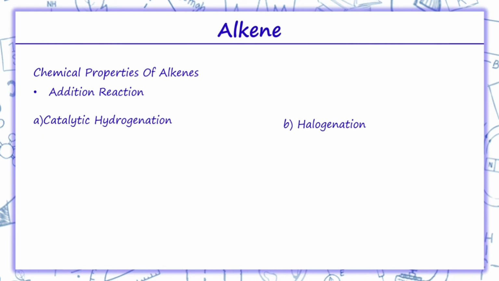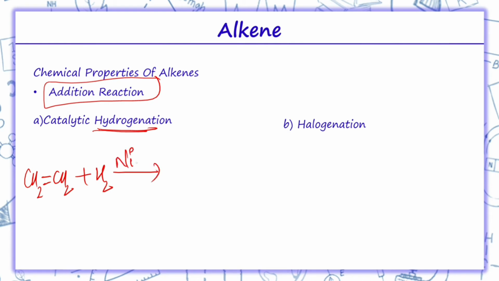As we saw, alkanes show substitution reaction. Substitution means one element is replaced by another element, like hydrogen was replaced by chlorine. Alkenes generally show addition reaction. Take the alkene CH2=CH2. Catalytic hydrogenation means hydrogen is added. So we add hydrogen in presence of nickel at 300 degrees Celsius, and when hydrogen is added, we get alkane.